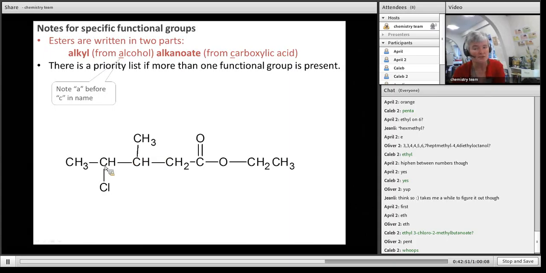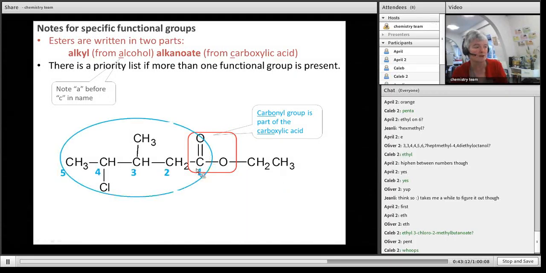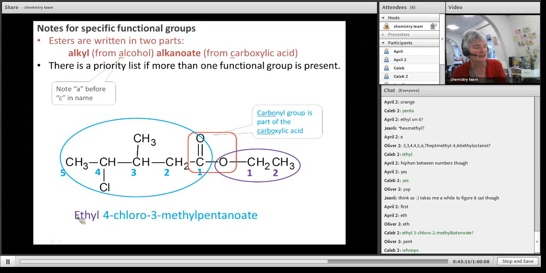So Caleb, I'm glad you're going for this because it actually helps the teaching because everybody's now learning and remembering this is carbon 1, so we can't number from this side. Okay, so basically look for that functional group. The part that is not attached to the double bond is the alcohol, and the other part with the double bond is the carboxylic acid. So it's ethyl and then 4-chloro, 3-methyl pentanoate.